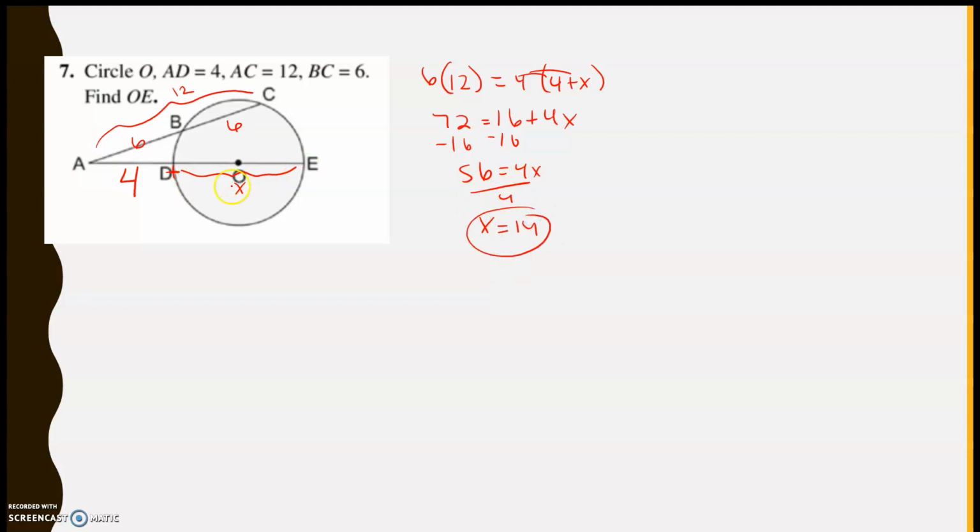So my entire length here comes out to be 14, but again, it's only asking me for OE, just this part right here. So if my diameter is 14, that means OE has to be 7.